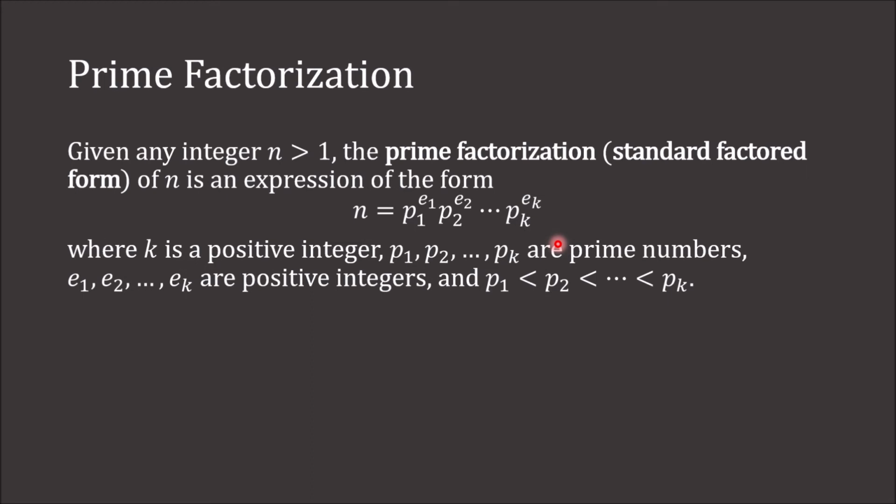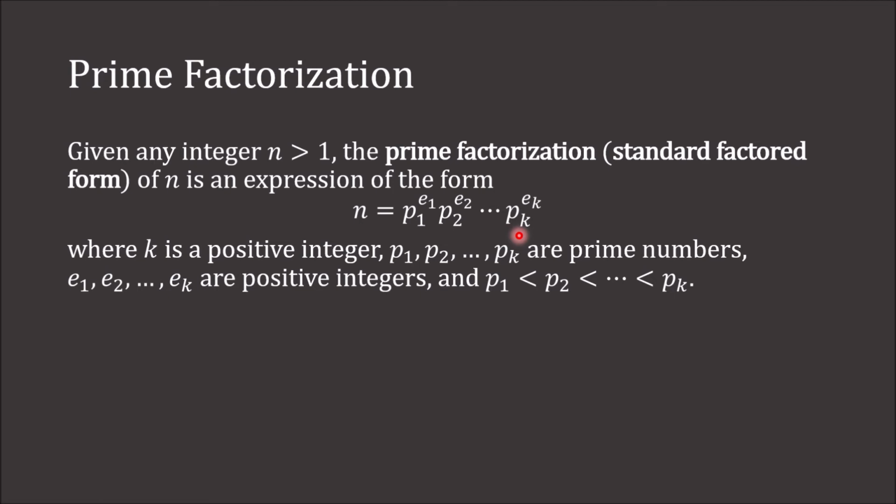Which we define now. Given any integer n greater than 1, the prime factorization, also known as the standard factored form of n, is an expression of this form, where k is a positive integer, all of the p's are prime numbers, and all of the e's are positive integers. And it's written in ascending order. So p1 would be the smallest prime number, p2 would be the second smallest, and so on, and pk would be the largest.